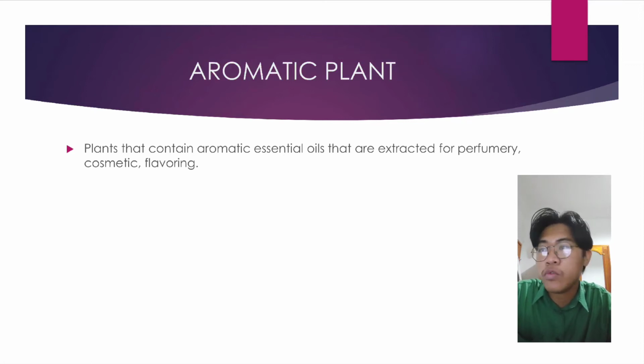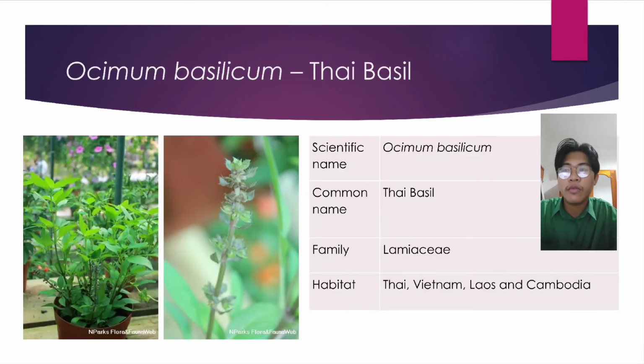Next, we go into aromatic plant. Aromatic plant is a plant that contains aromatic essential oils that are extracted for perfumery, cosmetic, and flavoring. The first aromatic plant is Ocimum basilicum, or its common name is Thai basil, and it comes from the Lamiaceae family, and its natural habitat is Thailand, Vietnam, Laos, and Cambodia.